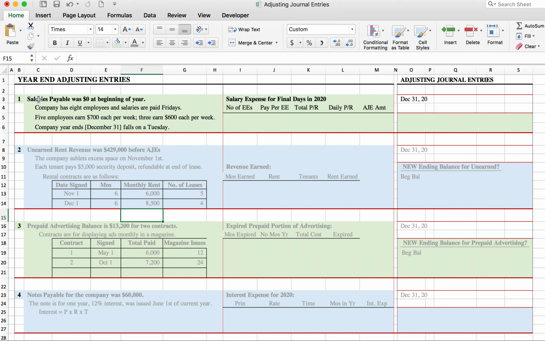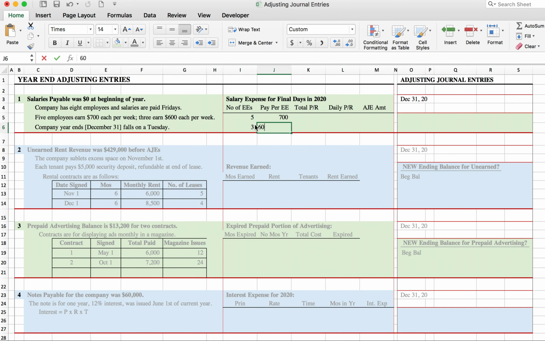A company has salaries payable of 0 at the beginning of the year. That same company has 8 employees. The employees, 5 earn $700 per week. So I'm going to just go ahead and put 5. And the pay per week is $700. And 3 earn $600 per week. So I'll go ahead and I will put 3 and $600.